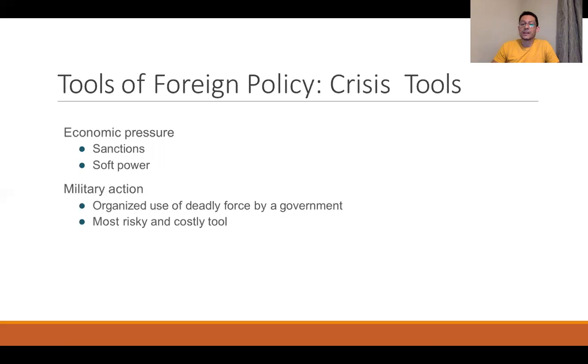And the second category is military action. And this is the organized use of deadly force by a government. It is the most risky tool, and it is the most expensive tool, most costly tool with regard to both resources and human life.